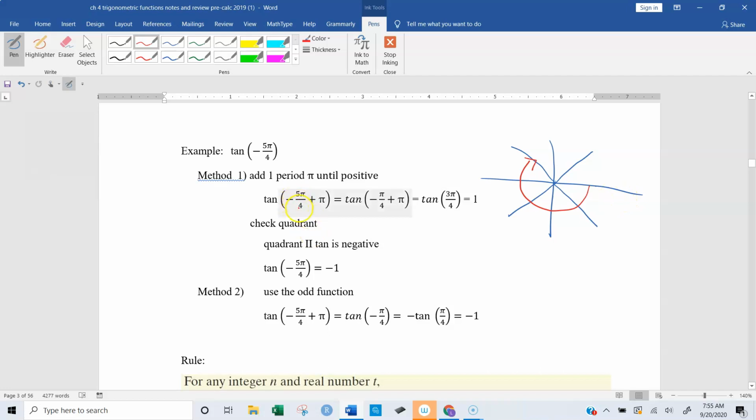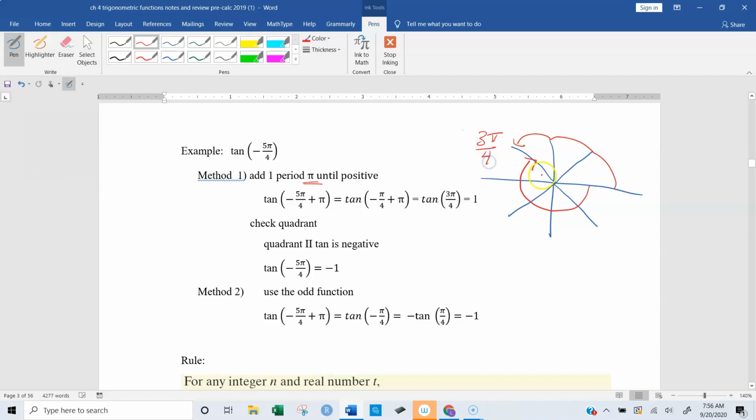Well, negative 5 pi over 4, if I add pi to it, I'm at negative pi over 4. If I add pi again, and the reason we're adding pi is because tangent is periodic over 180, so this time we add pi to get to where we want to be. So I add pi, that ends me up here. I add pi again, and it gives me 3 pi over 4, which is what we were anticipating. Because if you go this direction, 1, 2, 3, we're at a positive 3 pi over 4.